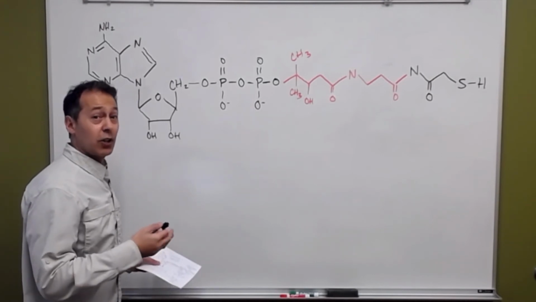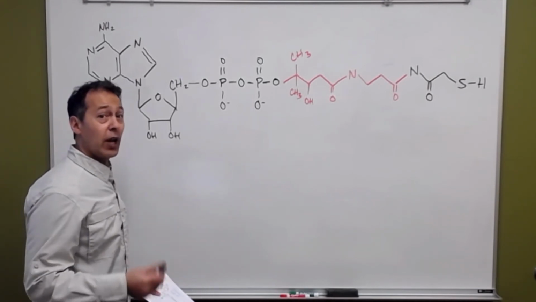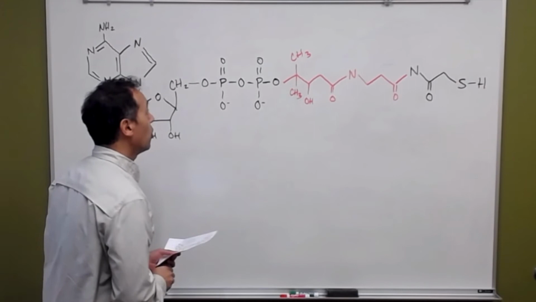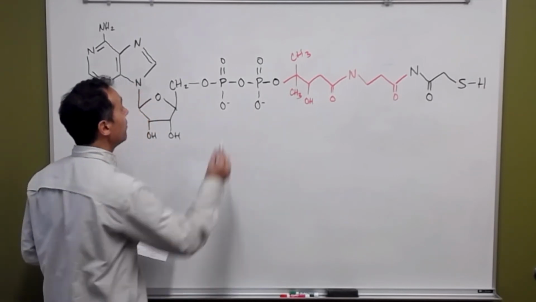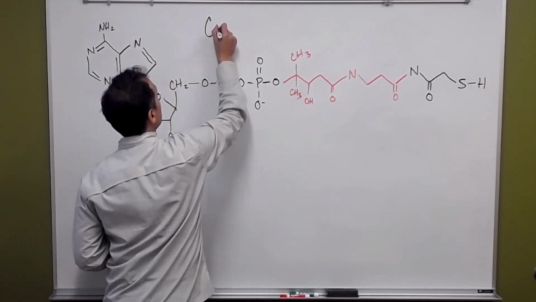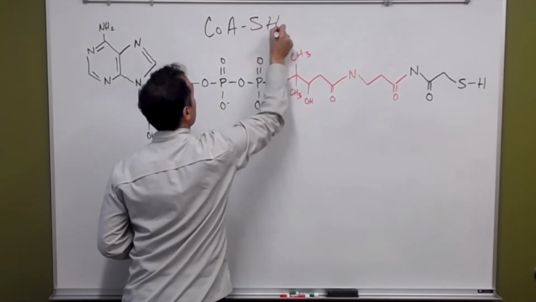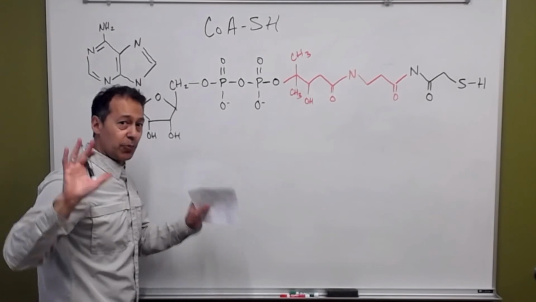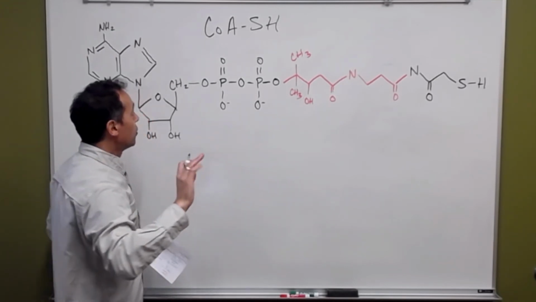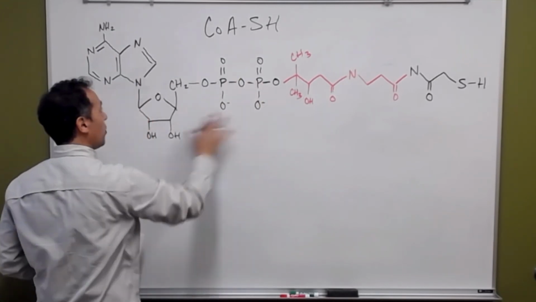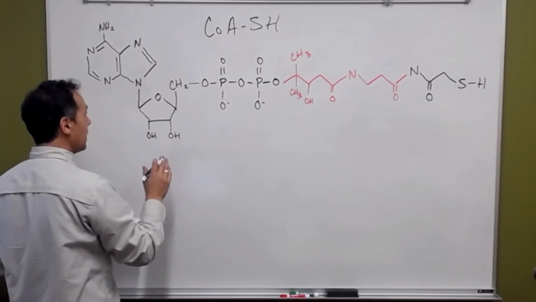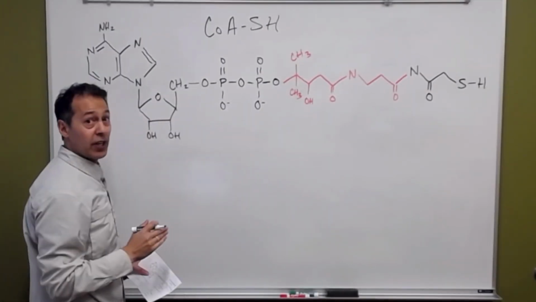This big molecule here is called coenzyme A. And coenzyme A is sometimes abbreviated as CoASH. And we'll explain what all this is here. So this right here we may recognize as adenosine diphosphate.